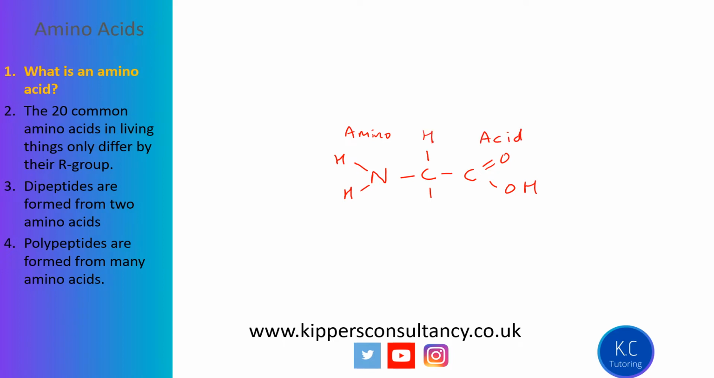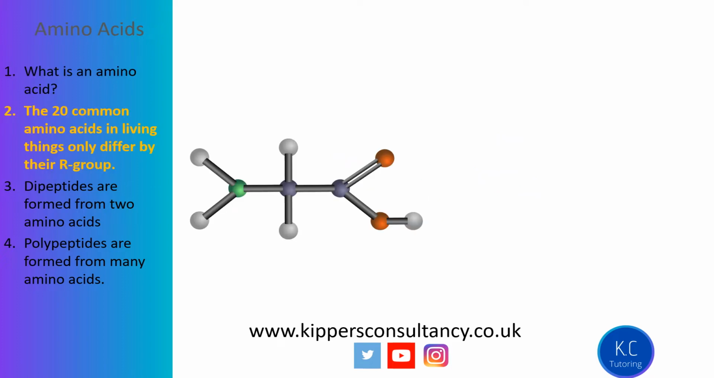Thirdly, there is a hydrogen atom bonded to the central carbon, and then there is an R group. The R group defines which of the 20 amino acids it is, and there will be a few examples given in the next slide. The different R groups are important in forming the bonds that give the protein its tertiary structure, and we'll see how this works later on in the presentation. There are 20 common amino acids in living things, and they only differ by their R group.